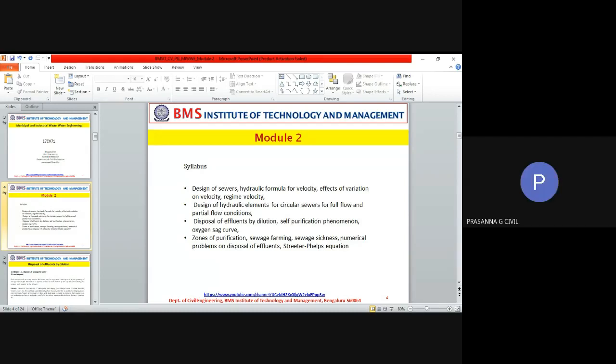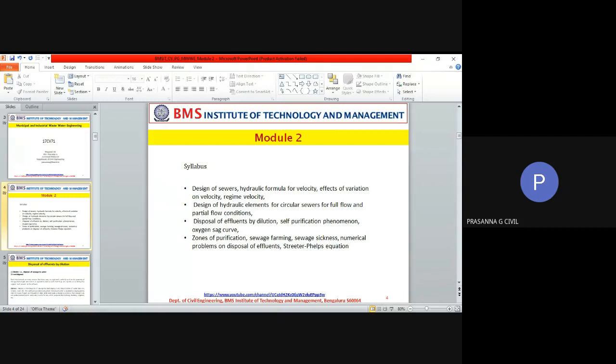Okay, so then let's just look at what we need to study in the second module. From here on, in the previous portion we have tried to understand the quantities of water generated, and what are the systems of sewerage that we have to carry the wastewater or stormwater and things like that.